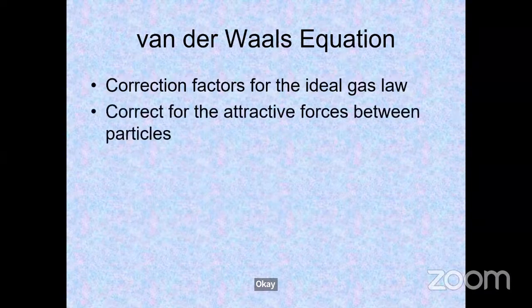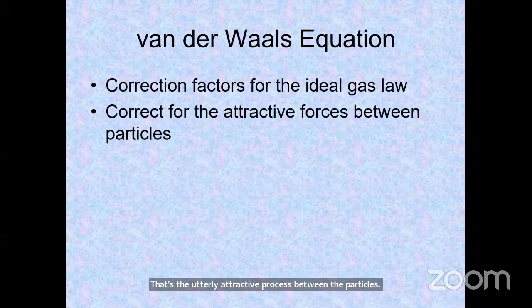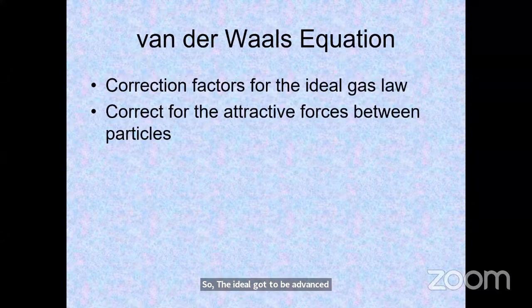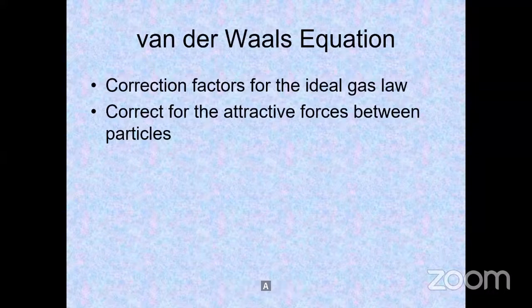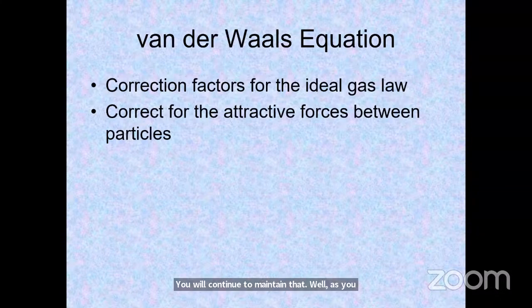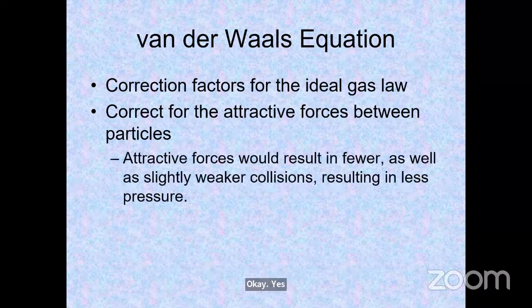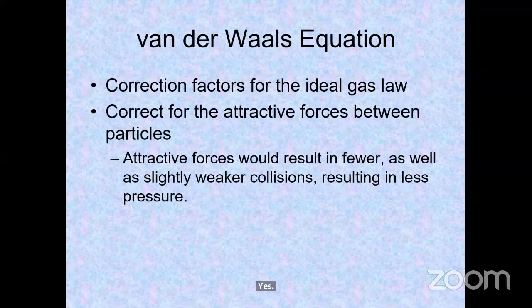And then we needed to correct for pressure, because we have said that there are actually attractive forces between the particles. So the pressure that the ideal gas will exert is not equal to what the real gas will exert, because the assumption for the ideal gas is that they do not interact. And of course, once there's interaction, it is going to reduce that pressure. It's just like somebody going with so much energy and there's nobody to collide with. You will continue to maintain that momentum. But as soon as you see an obstruction, you lose part of that. So the pressure that we see in real gases is less as a result of attraction between the particles. Attractive forces result in fewer collisions, resulting in less pressure. So he needed to do the correction for the pressure as well.